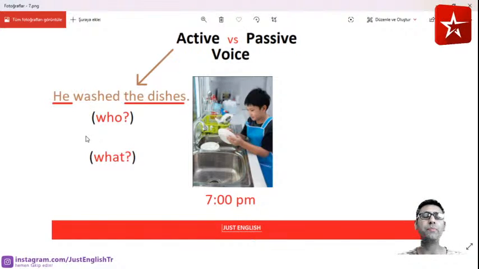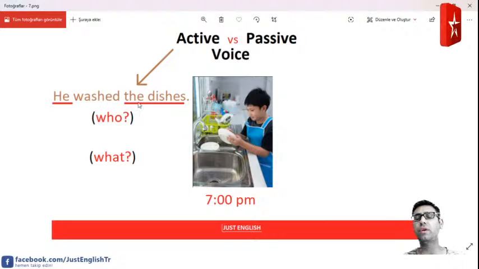So what is passive voice? Here on active voice, we ask the question who, and the returning answer is he. Okay, so we know who does it, all right? We know who did it, or we know who will do it. The tense doesn't matter. And we know what they are doing. So he's doing the dishes. He did the dishes.